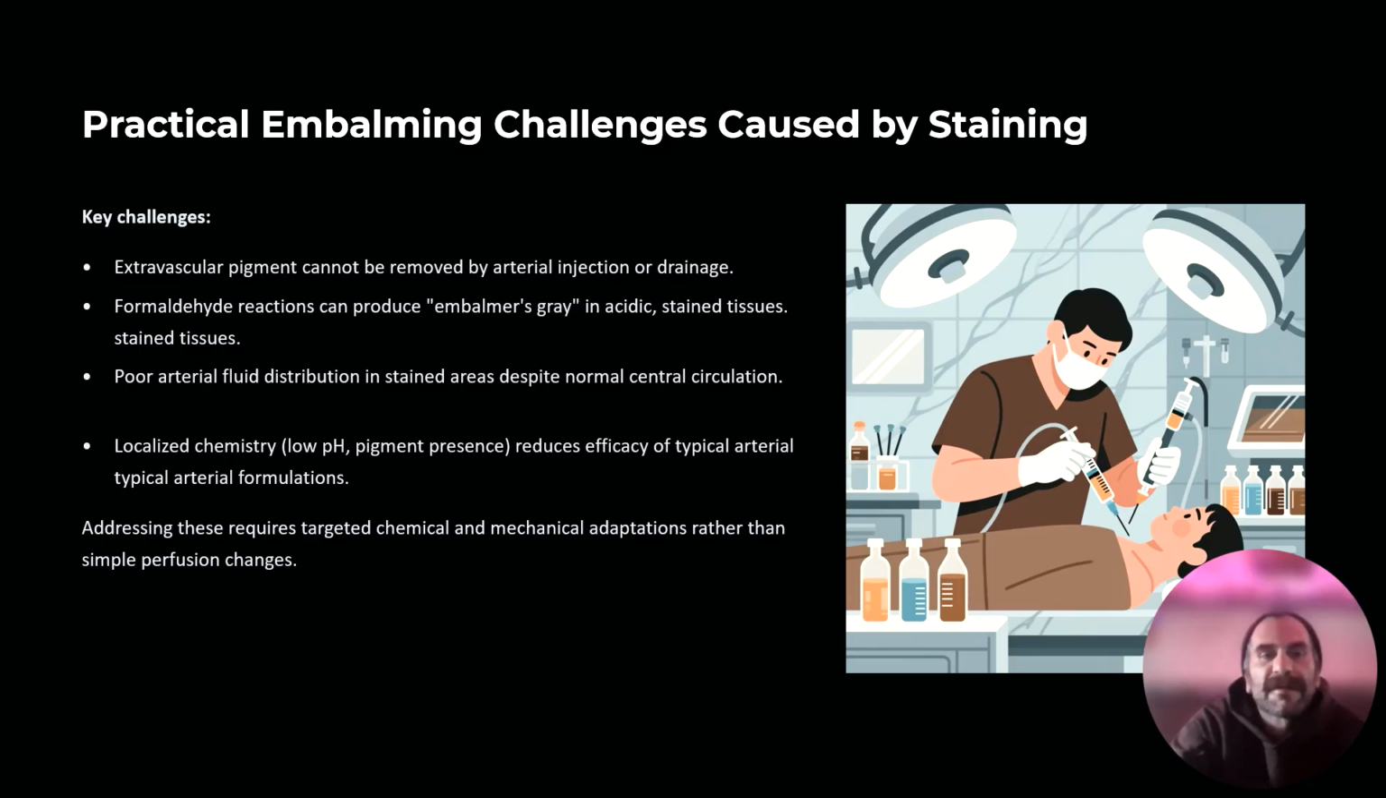Embalming challenges. The biggest challenge with staining is that the pigment is no longer inside the vascular system. Arterial fluid cannot reach it, can't push it out, you cannot drain it. It's in the tissue itself. Not to mention those stained areas are now acidic and often react with the formaldehyde by producing embalmer's gray. So even if you have the proper distribution and proper pressure, you're just fighting the chemistry of the tissue at that point. And that's why it forces embalmers to think about alternative techniques.